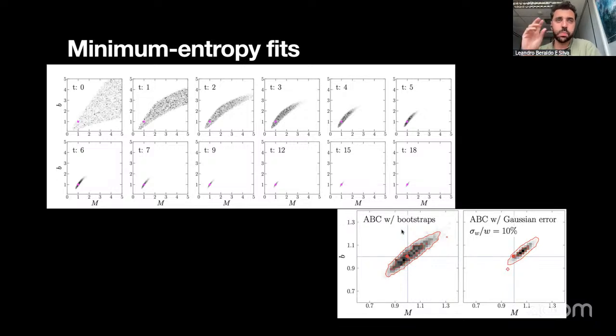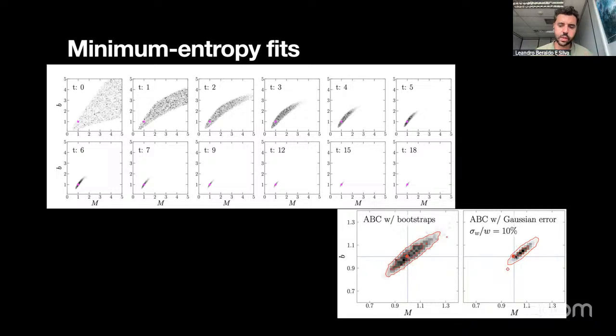As I mentioned, each model has to be followed by a different data set. You need to generate new data sets. So here I'm showing two different techniques to generate these data sets, either by bootstraps or by sampling from some assumed Gaussian error distribution for each of the coordinates, with relative errors of 10%.